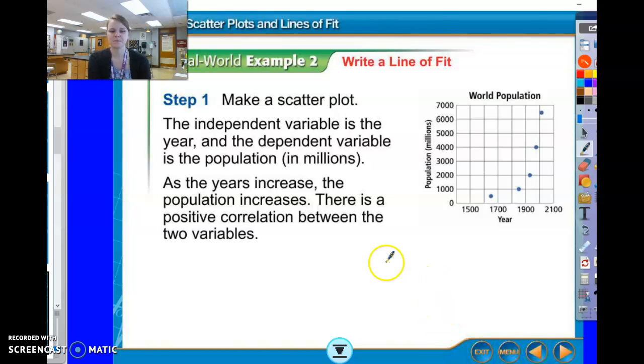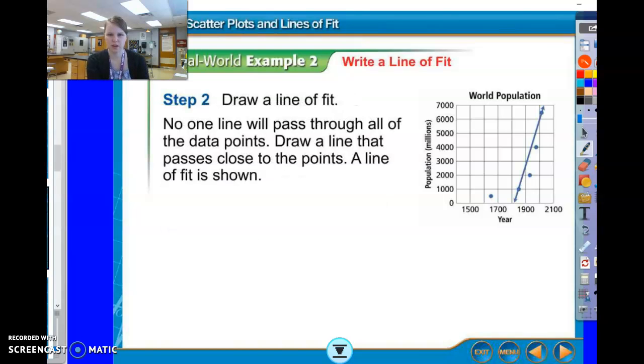Okay. So then it says here, as the years increase, the population increases. That makes sense. And it says there is a positive correlation between these two variables. So we're saying, I would bet that the population is going to increase. Yeah, we just say positive correlation. As one goes up, so does the other. Let's see. I think it was asking us next to write an equation, right? Draw a line of fit.